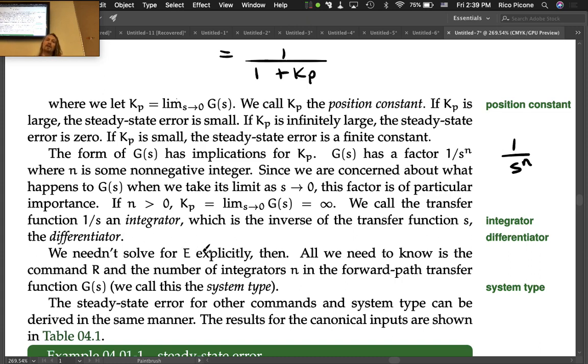We needn't solve for e explicitly then. All we need to know is the command r and the number of integrators n in the forward path transfer function G of s. We call this the system type. So the number of integrators is the system type. 0 integrators, type 0. 1 integrator, type 1. 2 integrators, type 2.